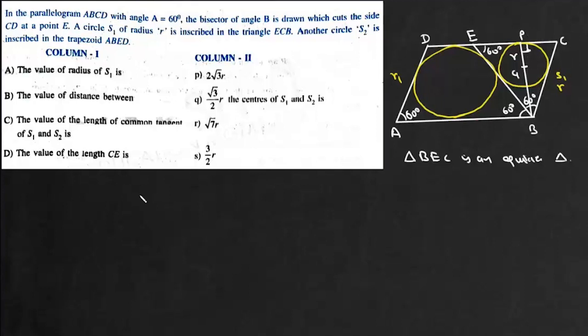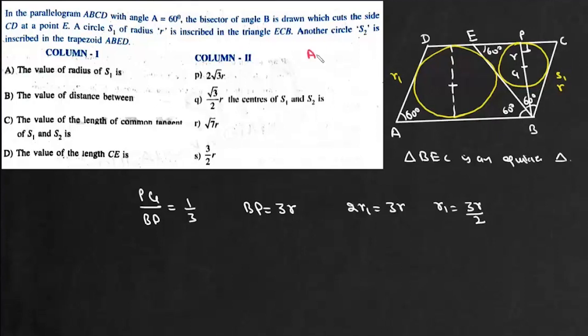Now we know that PC1 upon BP is 1:3. Now PC1 is R, so from here we get the value of BP as 3R, and BP is equal to the diameter of this second circle. So from here we get 2R1 equals 3R, or R1 equals 3R by 2. That means this A matches with S. So this A matches with S.